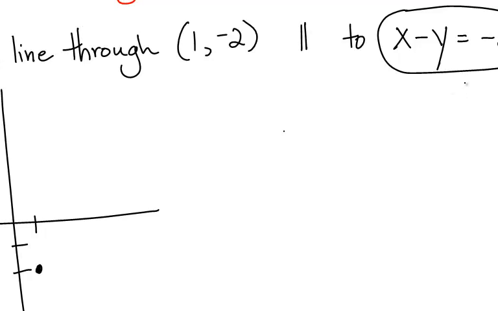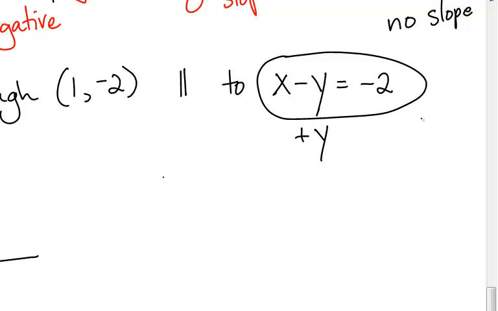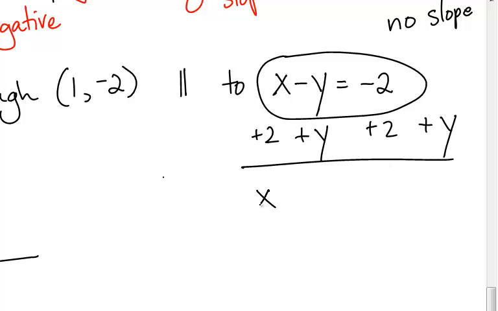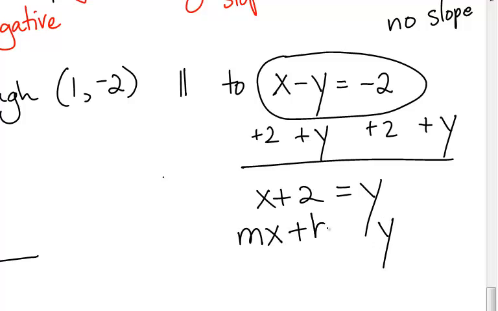Get y by itself. So I would probably add y and add 2 to the other side. So you'd have x plus 2 equals y. You agree with that? Getting y by itself? Yes? Okay, so the slope of this one, it's in the form y equals mx plus b. What's the slope of that line? It's understood to be a 1 here, right? So the slope is 1.